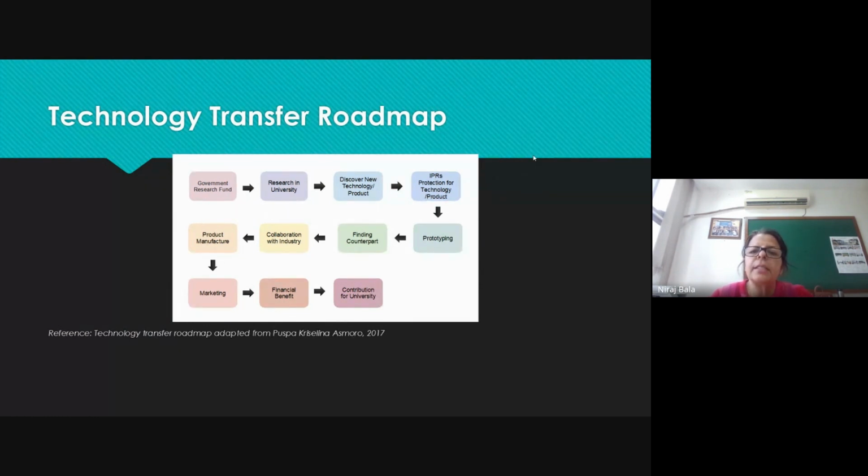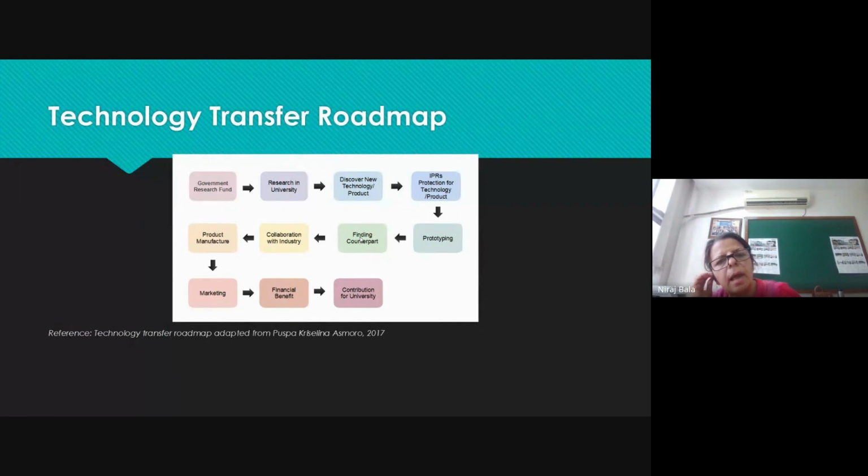After that, the next step is you do prototyping and you find a counterpart. See, this first part has to be done in the academy, but if you have collaboration with the industry, the remaining part of the final product can be done in collaboration with the industry. Means you have made a prototype, but you do not know how to market your product, how to sell your product, or how to earn profits from that product. So this is the point where you can have linkage with the industry.